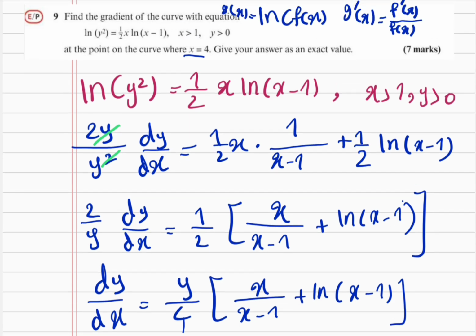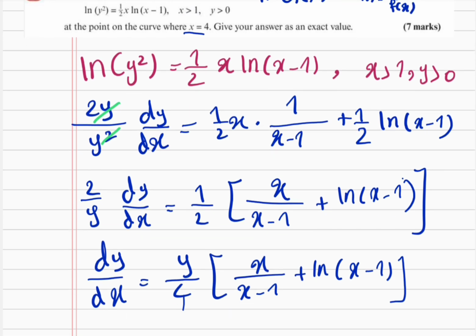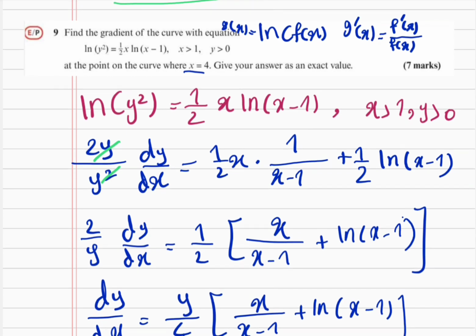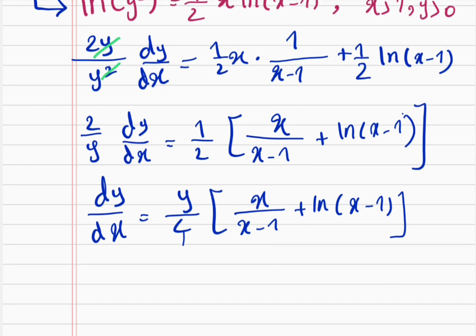Okay, this is dy dx in terms of x and y, and we now want to find a gradient. Normally at this point we just substitute the x coordinate and we get the gradient, but here we have the y variable as well, so we can't just do that because we need some value for y. That can be found by substituting the x coordinate into the equation of the curve, which gives you the y coordinate, and then we can substitute that into dy dx. I'm going to do that in a different color just to show that it's not part of the differentiation step.